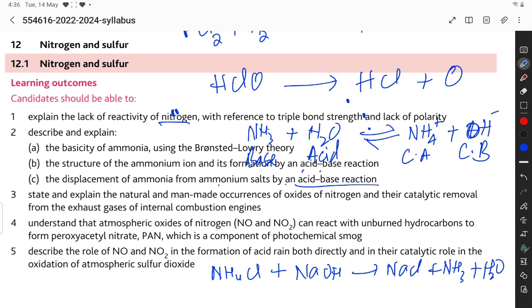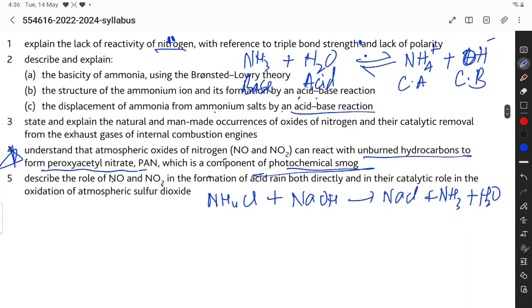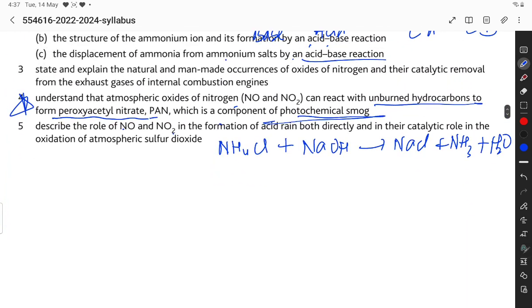Understand that atmospheric oxides of nitrogen, nitrogen monoxide and nitrogen dioxide, can react with unburnt hydrocarbons to form peroxyacetyl nitrate, PAN, which is a component of photochemical smog. Describe the role of nitrogen monoxide and nitrogen dioxide in the formation of acid rain, both directly and in their catalytic role in the oxidation of atmospheric sulfur dioxide. I have discussed all these points earlier.